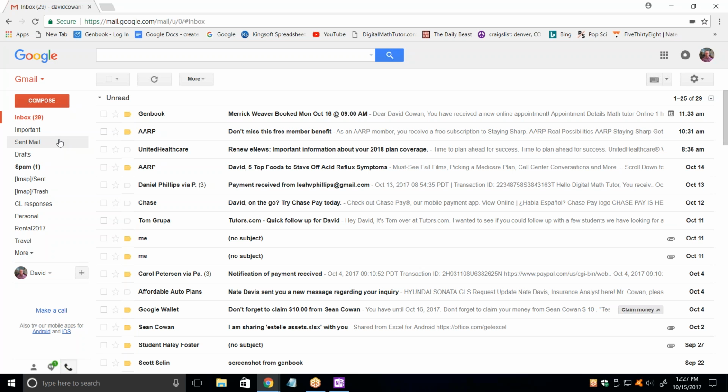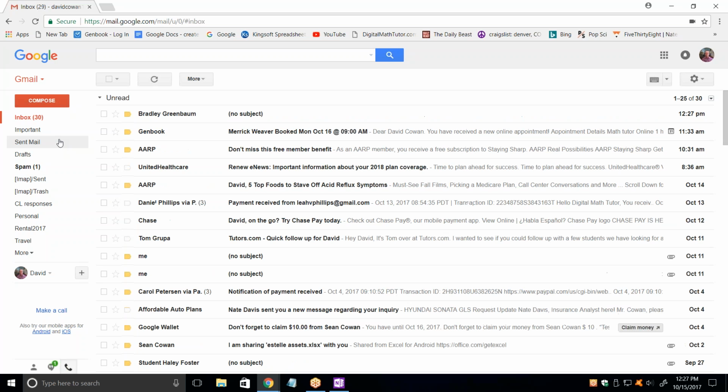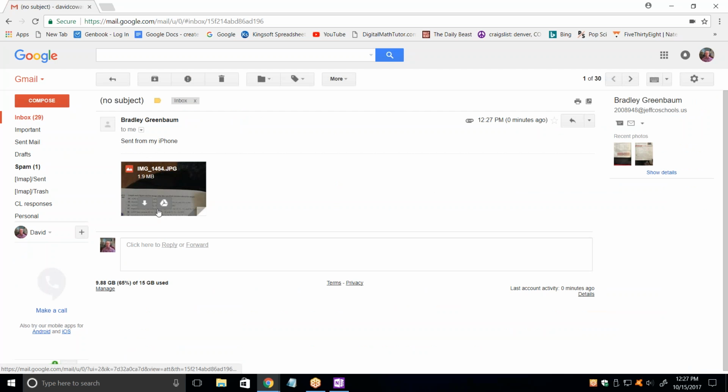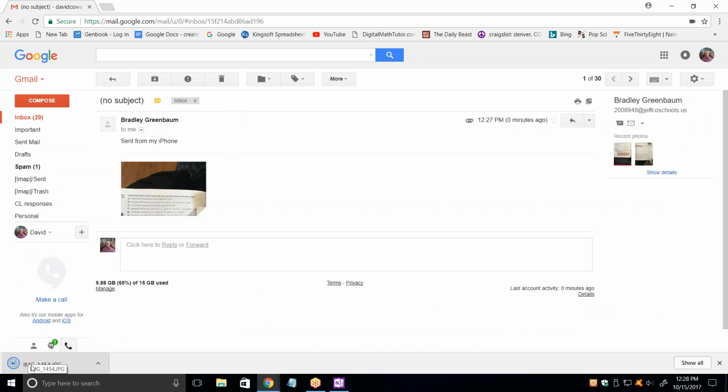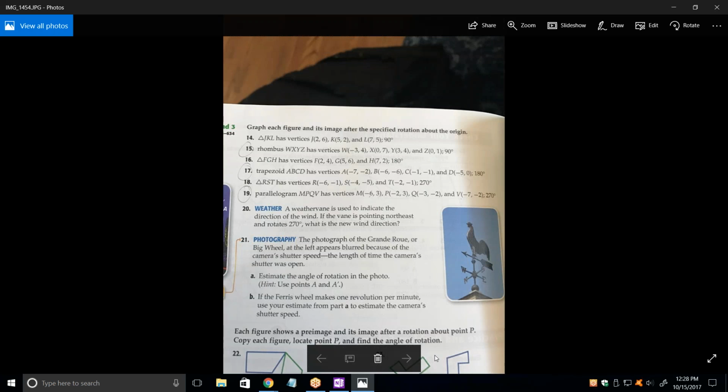Why so many shutter clicks? Just out of curiosity. I just don't understand. Okay, I got it now. She wants me to only do 16 and 18 on this page. 16 and 18, okay.